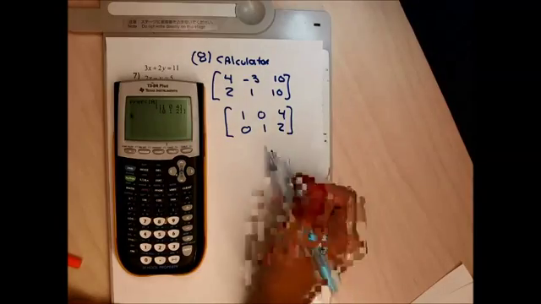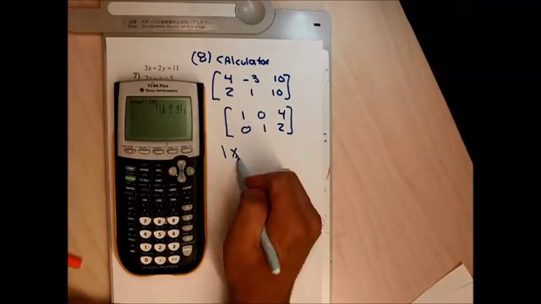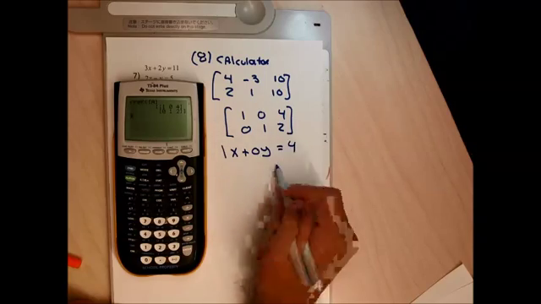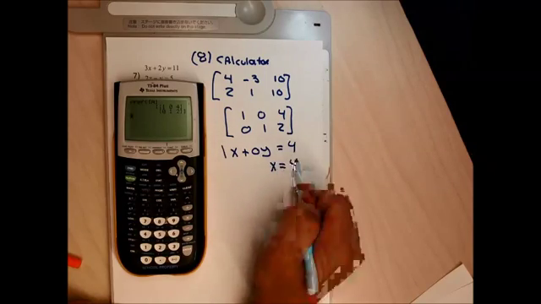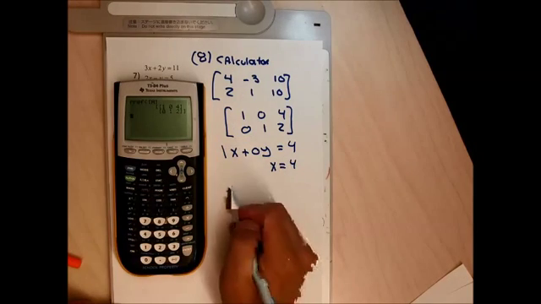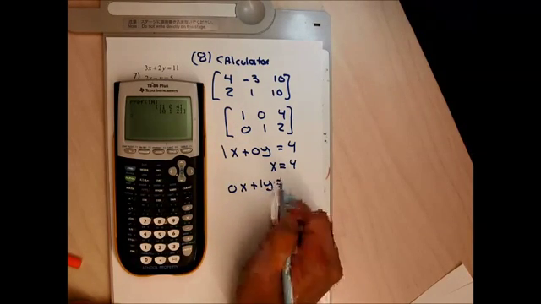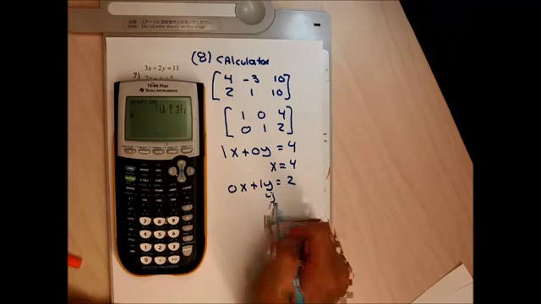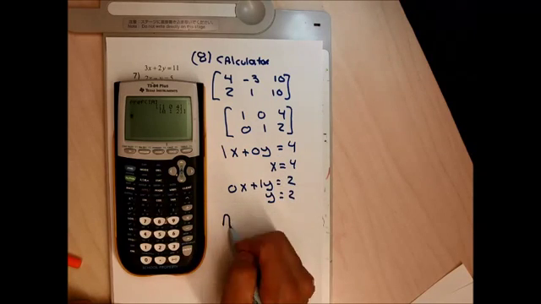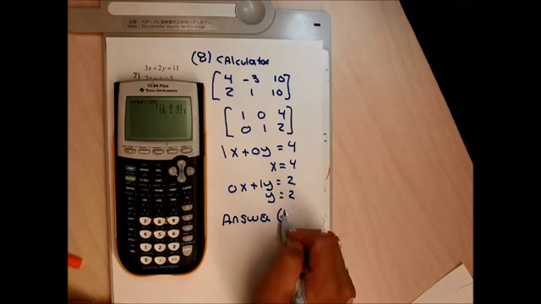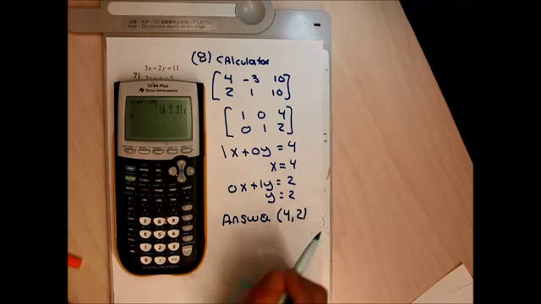I'm going to interpret that. The top row says 1x plus 0y equals 4, which means x equal to 4. And the bottom row, if I put the x's and the y's and the signs in, I get 0x plus 1y equal to 2. And that simplifies to y equal to 2. So my answer is going to be x equal to 4, y equal to 2.